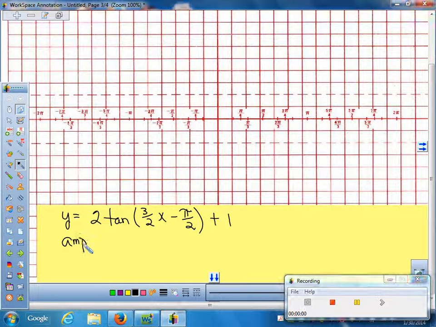So you're going to find your 4 parts. Technically, tangent doesn't have an amplitude, but that number still matters. So I still note that 2 back there. That's a reminder. Okay, who remembers the change in finding period? It's pi over b, so pi over 3/2, not 2 pi.